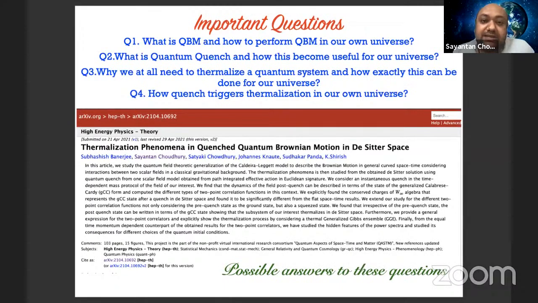So immediately one can ask crucial questions: what is quantum Brownian motion and how to perform quantum Brownian motion in our universe, and what is quantum quench and how this becomes useful for our universe, and why we at all need to thermalize a quantum system, and how exactly this can be done for our universe, and how quench triggers thermalization for our universe.